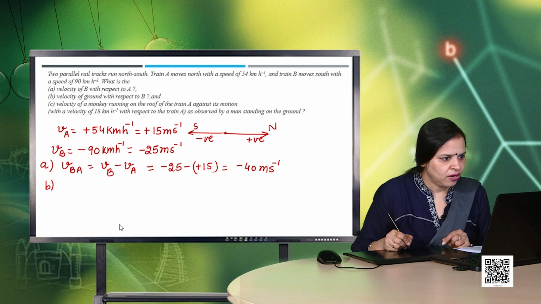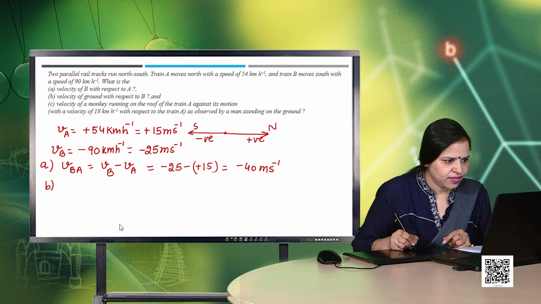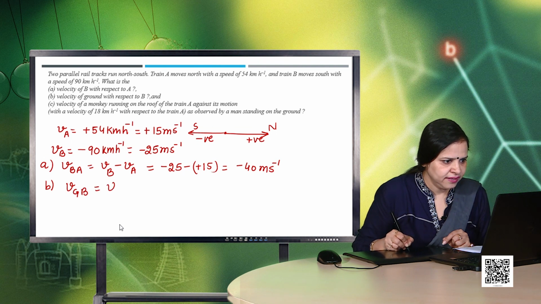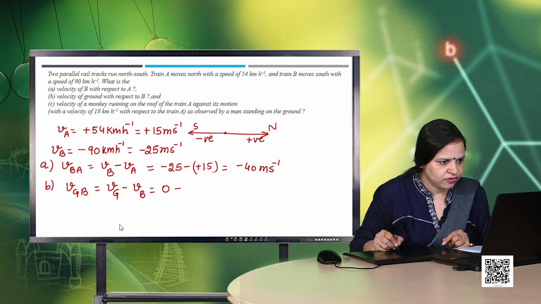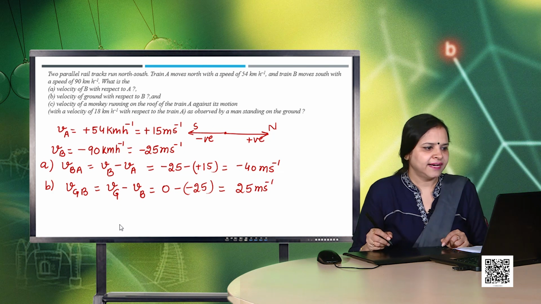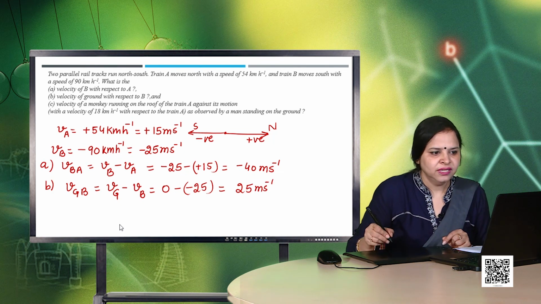Now, the velocity of ground with respect to B. We know the velocity of ground is considered to be 0. So, here we need to find VGB, that is, the velocity of ground minus the velocity of train B. Since the velocity of ground is 0, minus the velocity of train B, which is minus 25, on solving we get it equal to 25 meters per second. And that is what our experience is also.